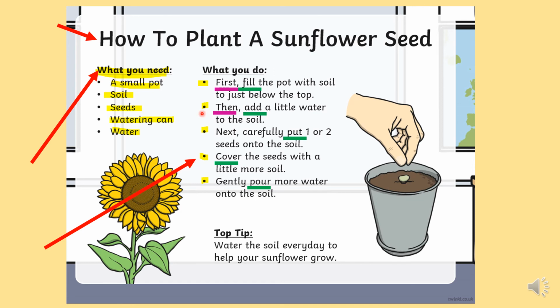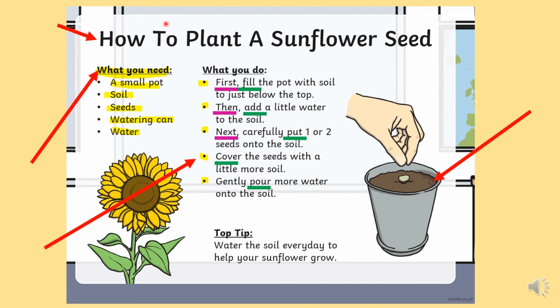Let's have a look at the next one. In the next bullet point, we have the word then. That is another time conjunction because it's telling us that after we have filled the pot up with soil, then we need to add a little water. So that tells us when to add the water to the soil. Let's read the next one here. Next, carefully put 1 or 2 seeds into the soil. Which one of these words is the time conjunction? Which one of these words tells us when to do something? Fantastic. The word next. That is the time conjunction.